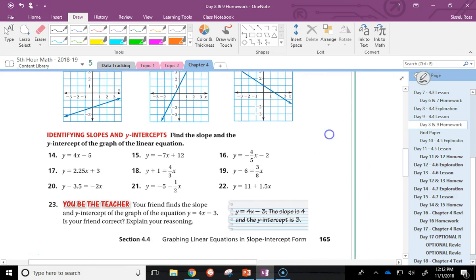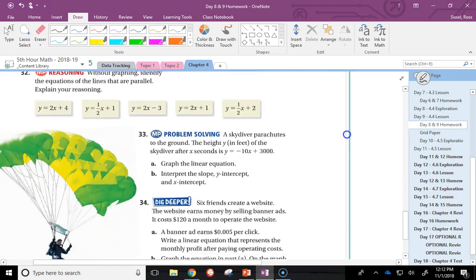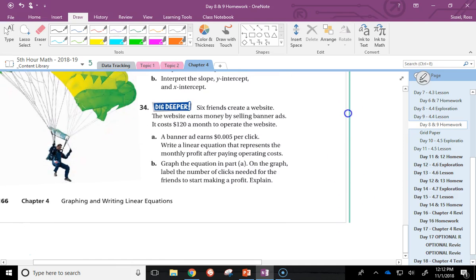Oh, I did forget to tell the other class. These, you just have to identify the slope and the y-intercept like we did earlier. I will make 34. It says dig deeper. It's a little harder. If you want to do that, totally optional. I'll make it a bonus.